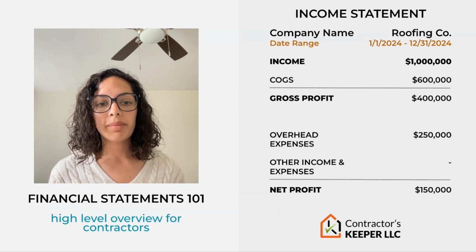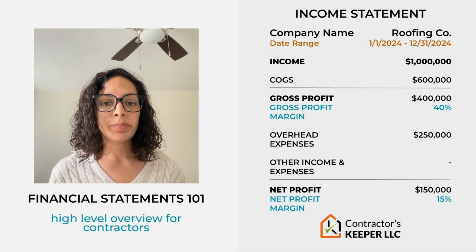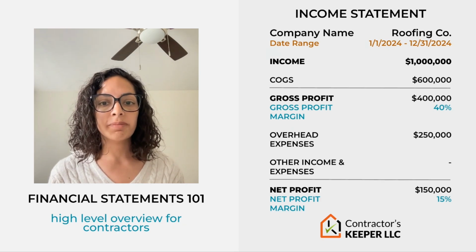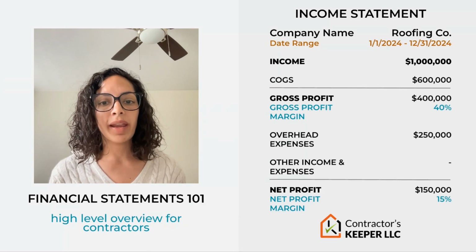With these numbers in mind, you can easily calculate your first KPIs, which would be your gross profit margin and your net profit margin. So gross profit margin is the gross profit divided by income. In this case, it's 40%. And your net profit margin is the net profit divided by income, which equals 15%.